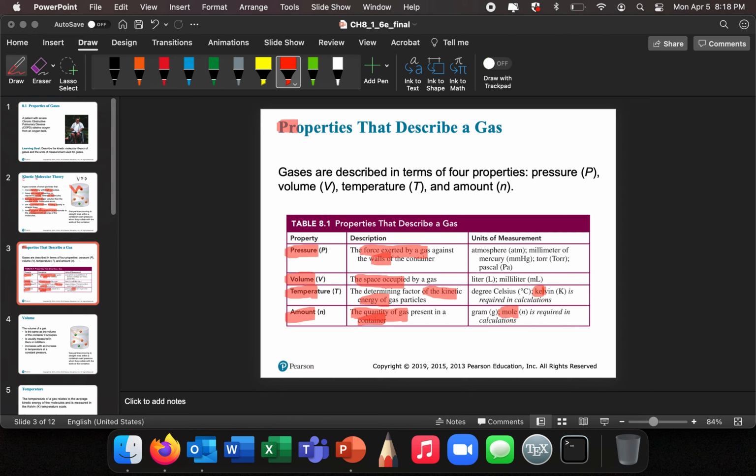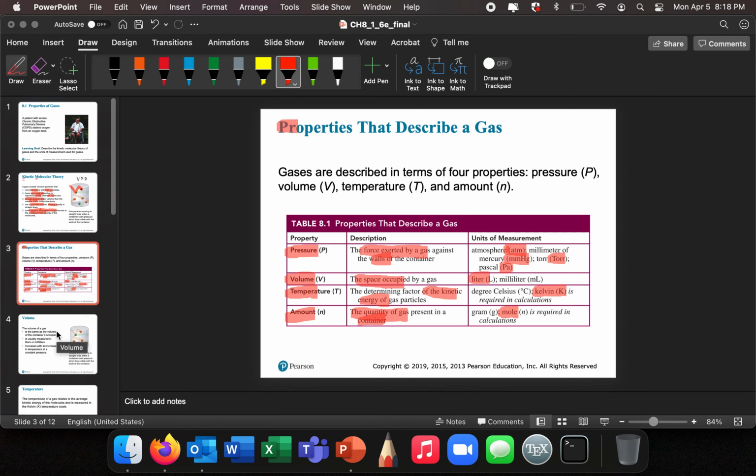We're going to measure temperature typically in terms of kelvins. For volume, we're going to use liters or milliliters, both of those equally. And for pressure, we're going to typically go with atmospheres, although it's not uncommon to use millimeters of mercury or torr. The SI unit is pascals, but the most common ones are going to be atmospheres and torr.